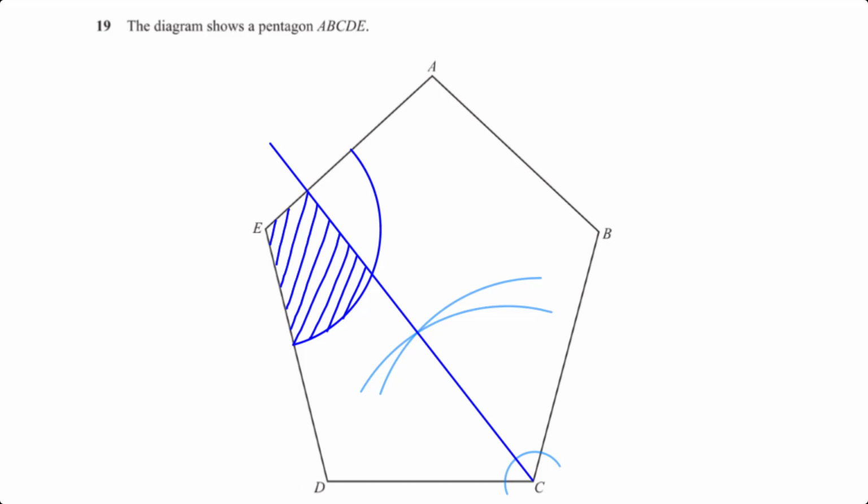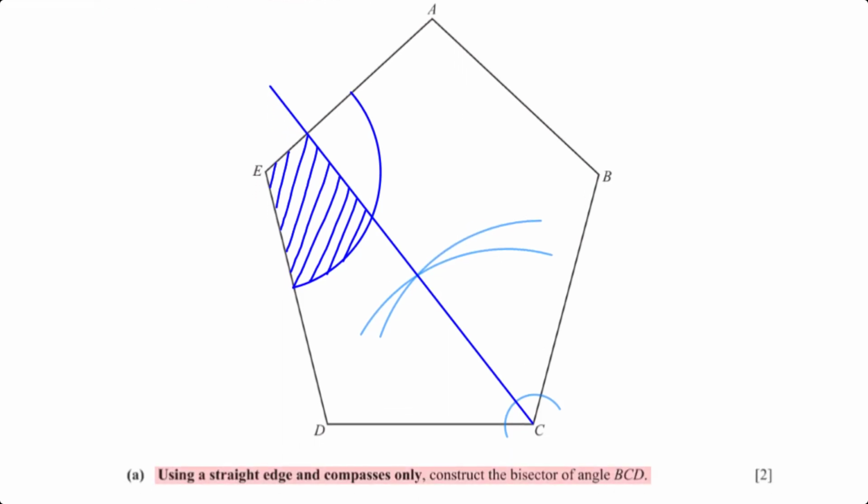The diagram shows a pentagon ABCDE. Using a straight edge and compasses only, construct the bisector of angle BCD. Using a pair of compasses, we stand at point C and inscribe an arc for angle BCD. Then, standing at this point, we open the compass to a wider width and inscribe an arc. Using the same compass width, we stand at this point and inscribe another arc. Using a ruler, we draw a straight line from point C, passing through the intersection of the arcs.